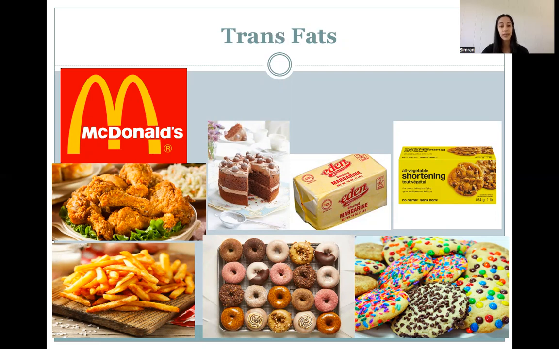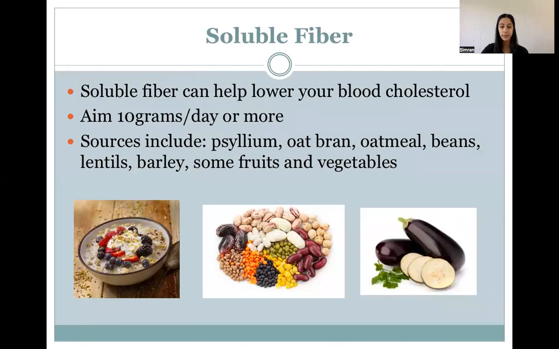We also see them quite often in commercial baked goods. So things like cakes, donuts, muffins, cookies, all of that. We do see some trans fats in there. So if you really enjoy these foods, try making them at home instead. And we still see some trans fats in some fast food. So really avoiding or limiting those options.